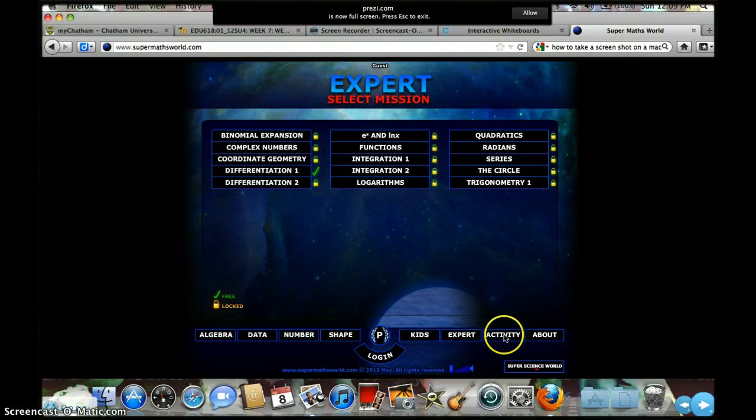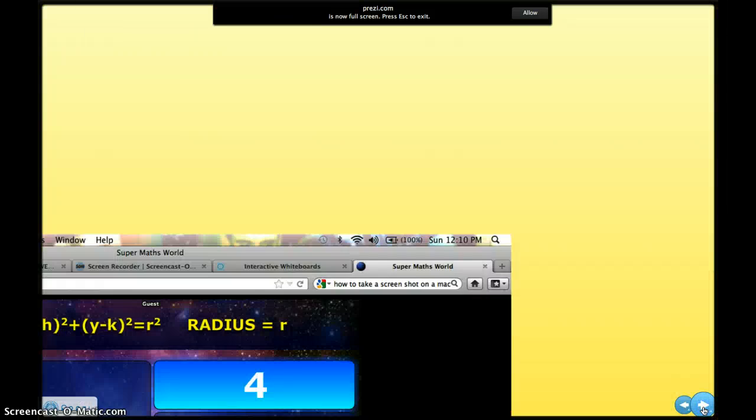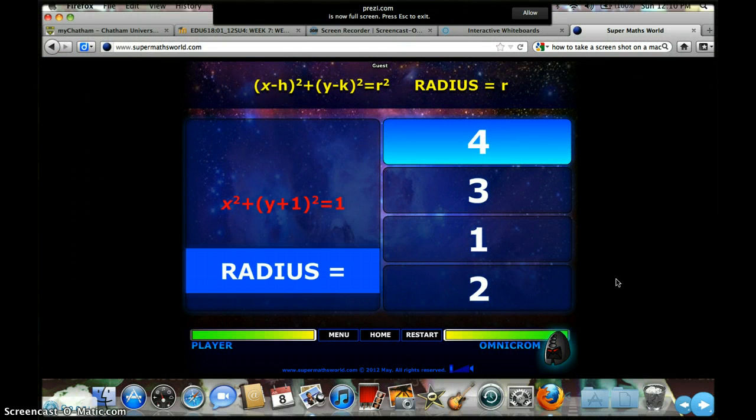There's also an activity page which provides you with a bunch of classroom games and supplemental activities for different units. Under each unit they give you different topics that you can explore. I looked at the circle one, and after you click on that, it brings you to this. This is an interactive game which helps you practice how to find the radius from a standard equation of a circle. It gives you 4 choices, and you pick the correct answer and you get a point.